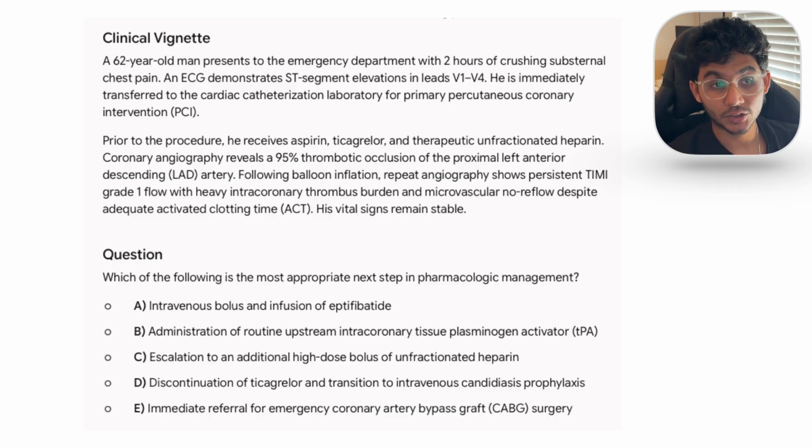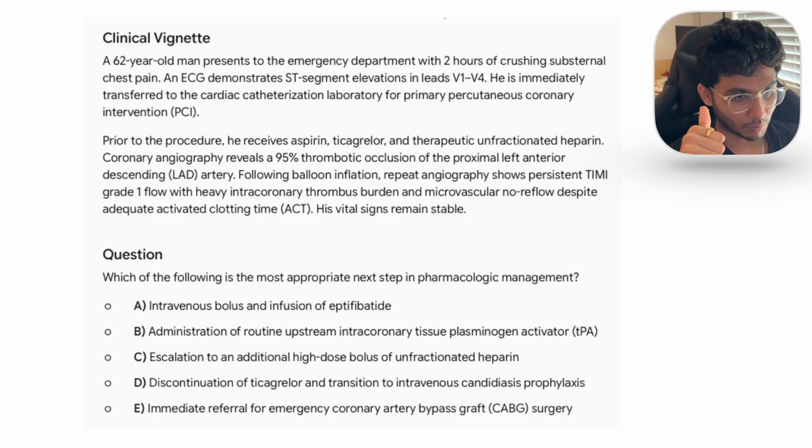Following balloon inflation, repeat angiogram showed a persistently slow TIMI flow of 1 with heavy intracoronary thrombus burden and microvascular no-reflow despite having adequate ACT time. So what is the most common intervention you're going to do?